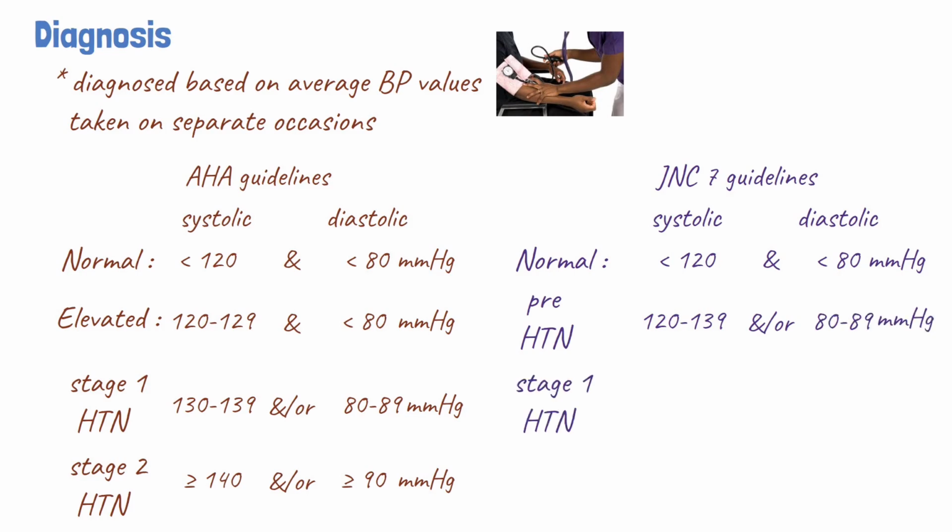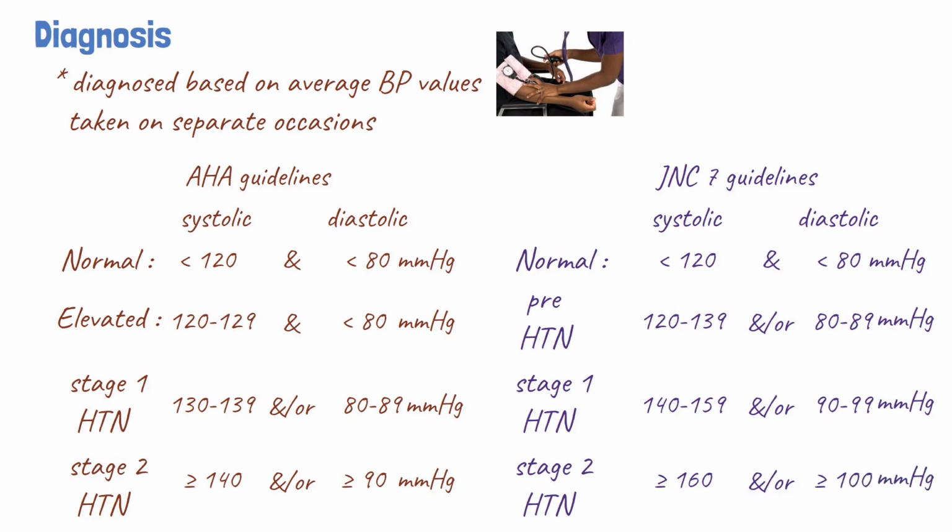Stage 1 hypertension is when the systolic blood pressure is between 140 to 159 mm Hg, and/or a diastolic blood pressure of between 90 to 99 mm Hg. In stage 2 hypertension, systolic blood pressure is at least 160 mm Hg, and/or a diastolic blood pressure of at least 100 mm Hg.